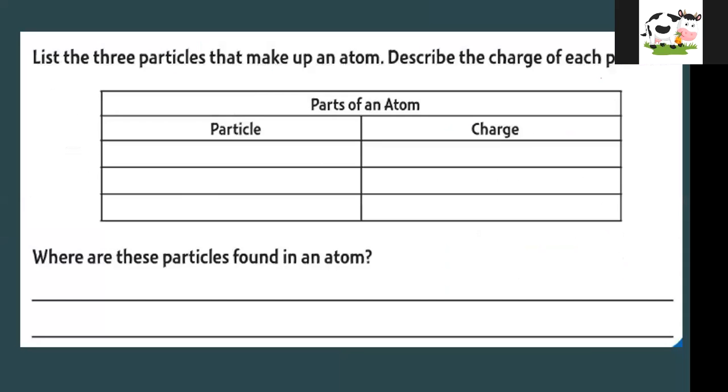All right. So we've already done this one. I think we're pretty thorough with this. Where are the particles found in the atom? That's a good question, right? So where are the protons and neutrons found? Anybody else want to answer this? Are they found outside or inside?